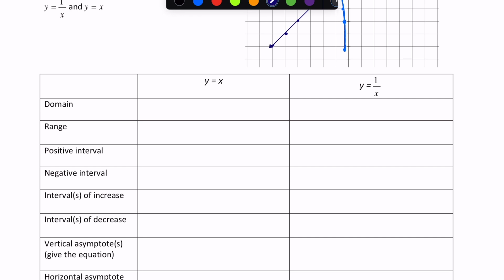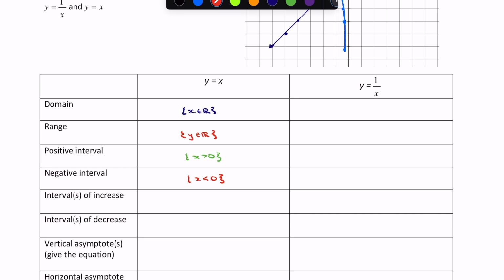Right, so here, if we look at our domain, again, for y is equal to x, we have x is an element of real numbers. For our range, we also have y is an element of real numbers. Again, when is y is equal to x positive? We see that y is equal to x is positive when x is greater than 0. When is y is equal to x negative? That's whenever x is less than 0.